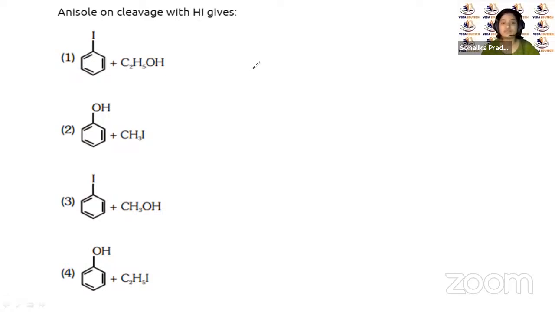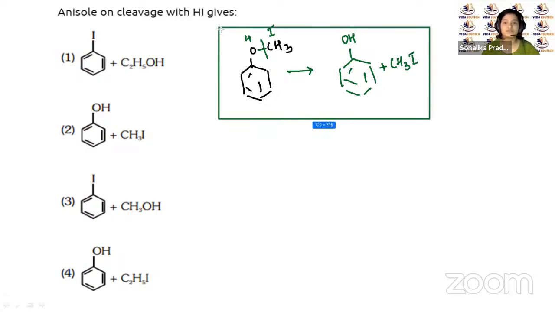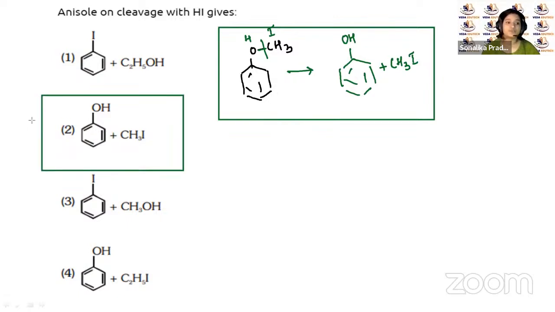So it's given anisole. This is the formula of anisole, right? As we know, the smaller group is going to get the I and the bigger group is going to get OH, right? So what is going to be the product, children? This is going to be our product. And where is this answer written? It's in option number 2. So this is going to be your correct answer. We have already discussed this type of question, right? Okay.